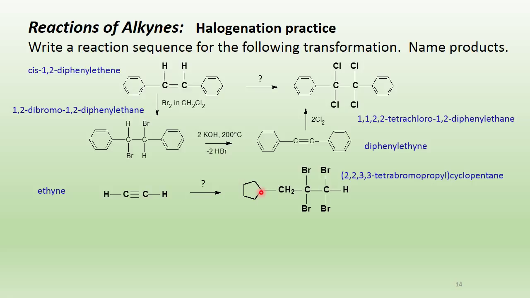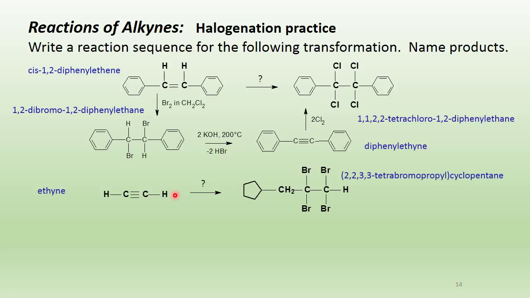Alright, notice there's quite a difference in the carbon structure. We've added this cyclopentyl methyl group to these 2 carbons. That would be done by an alkylation reaction, and then we have this tetrabromo group. That would be the bromination of the alkyne. So let's make the alkyne first, and we'll brominate it last.